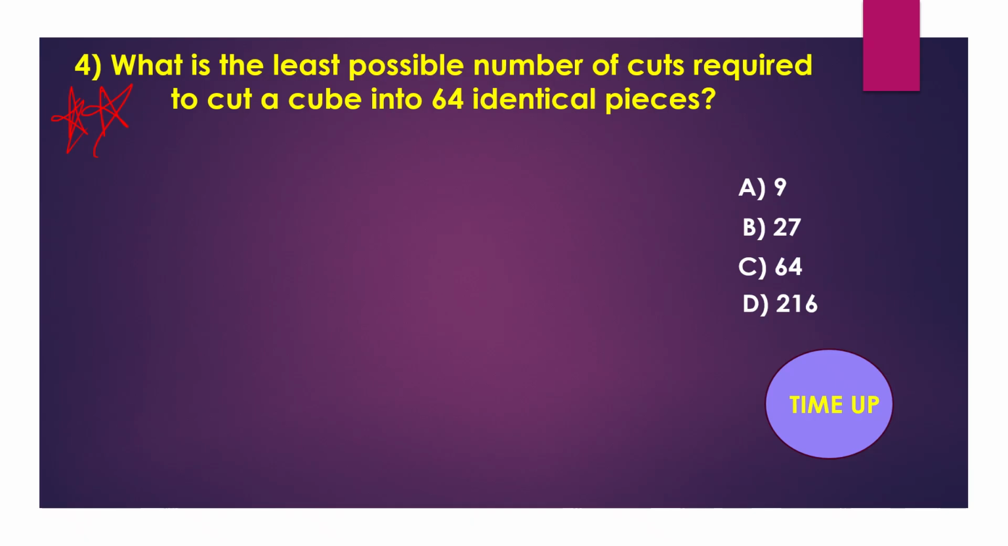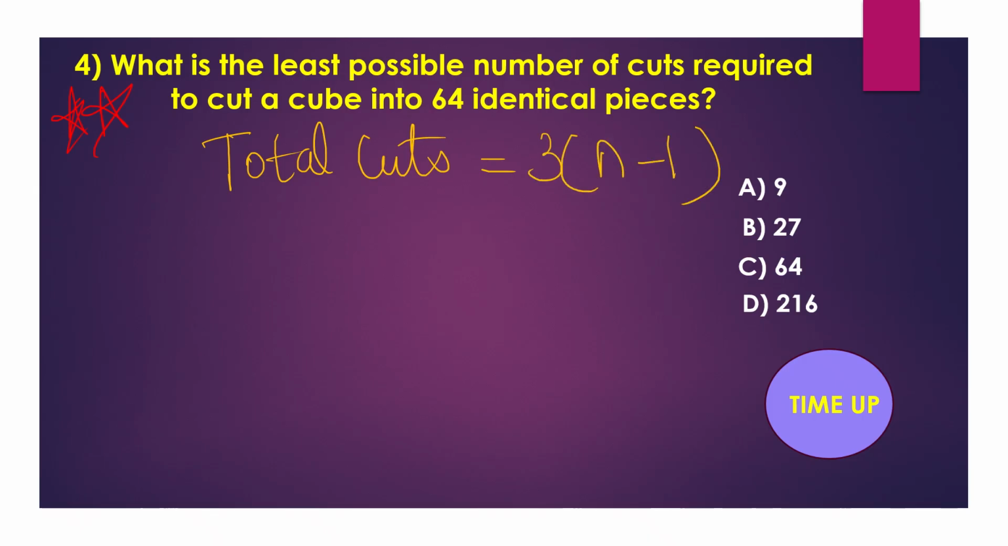So here the formula is what? When you want to find out the total cuts, here total cuts are asked. So it is 3 into n minus 1. But how to get the n? What is the value for n? Correct?